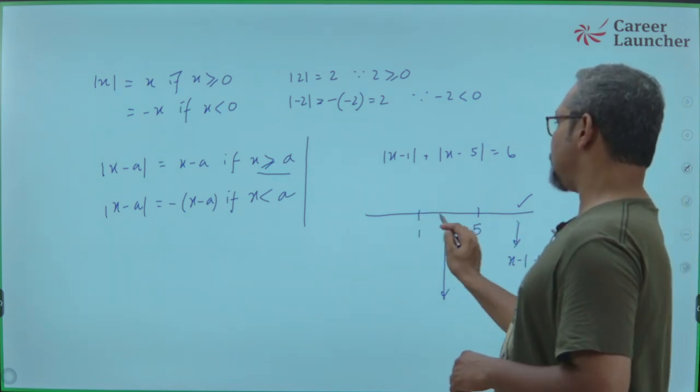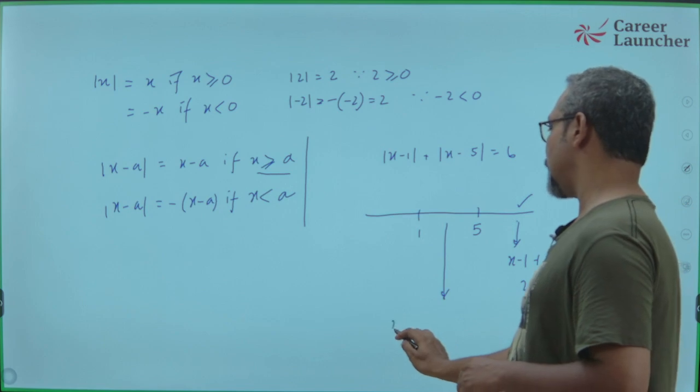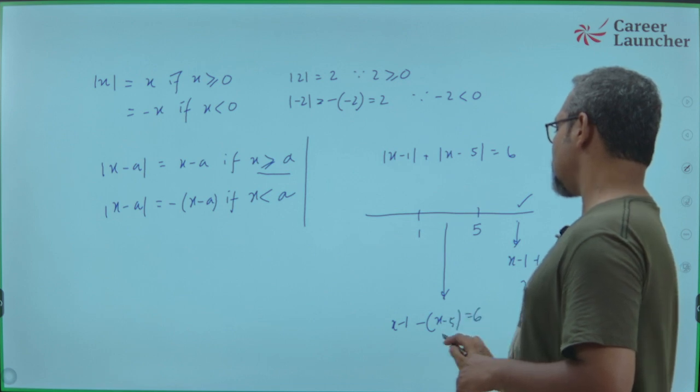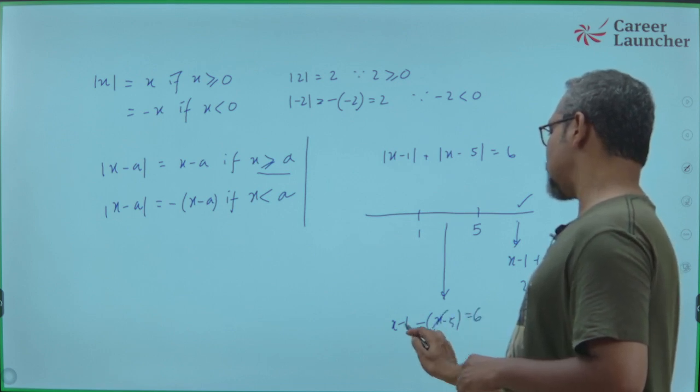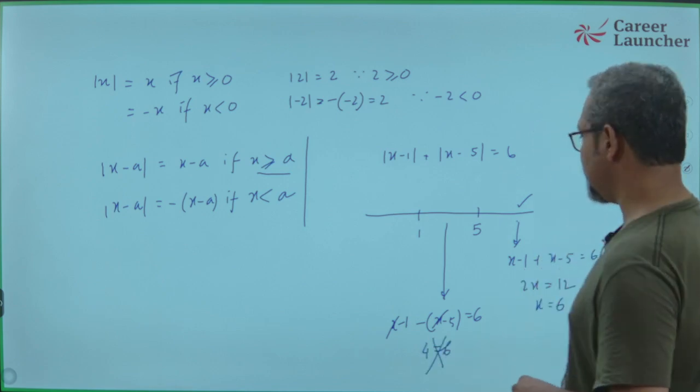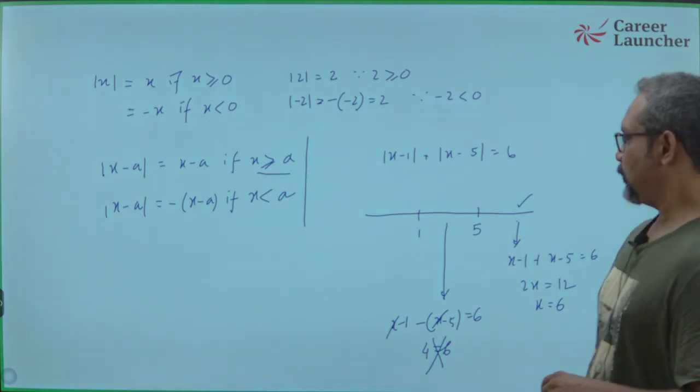When I come here, the equation will change because it is to the right side of 1 but to the left of 5, meaning less than 5. So the change will be x minus 1 minus x minus 5 is 6, which ends up becoming x cancelling out, 4 equal to 6, which is completely false. So that means there is no solution in this region.